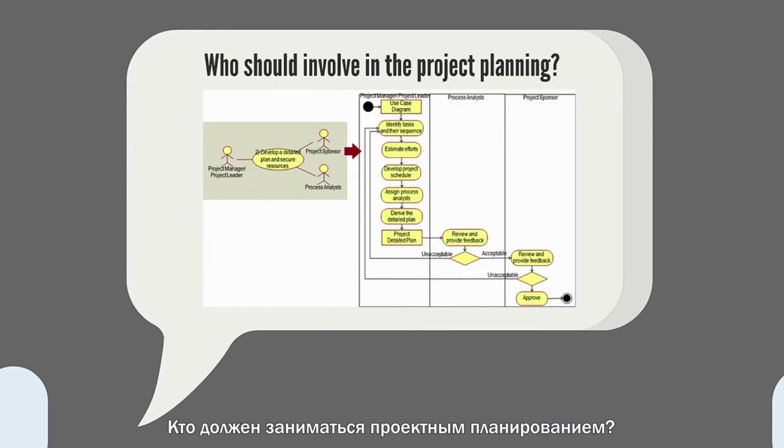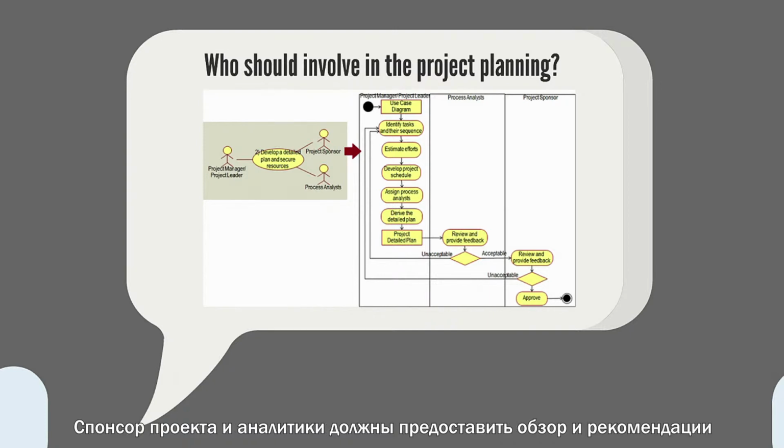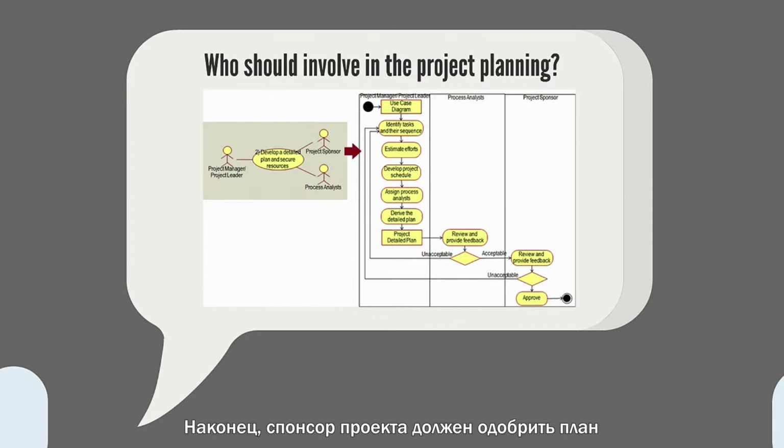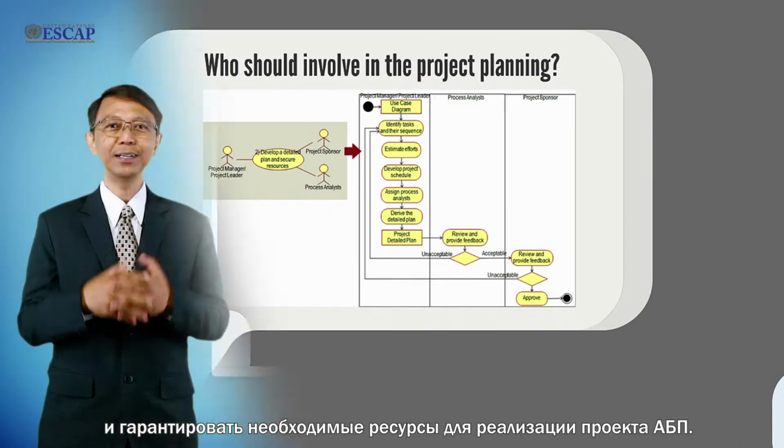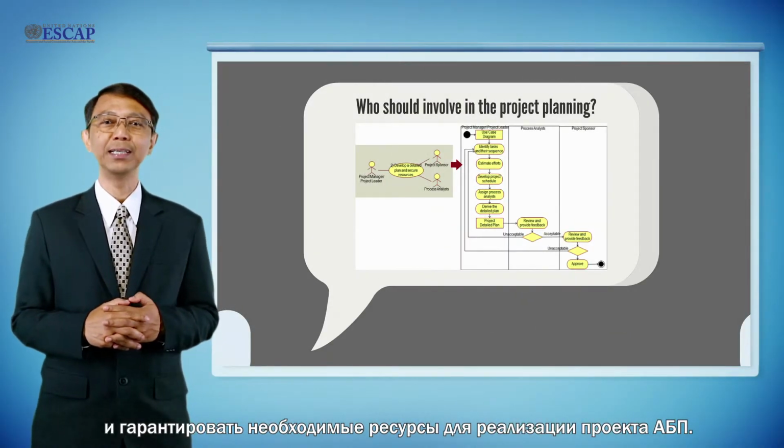So who should be involved in this project planning phase? It is the responsibility of the project manager to draft the detailed work plan and discuss this draft plan with key stakeholders, particularly the process analyst and the project sponsor. The project sponsor and process analyst should provide review and feedback to refine this proposed draft plan. Finally, the project sponsor should approve the plan and grant the necessary resources for conducting this BPA project.